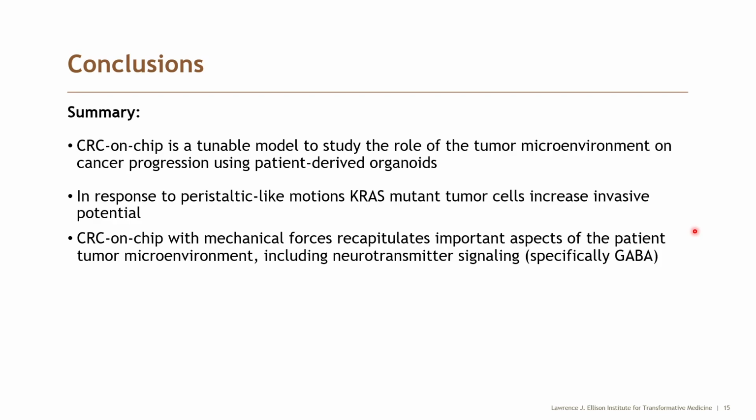To conclude, we have been working really hard to get a patient-derived organoid model system to study the tumor microenvironment, the role of physical forces, particularly in KRAS mutant tumor cells, to study cancer progression, and the concept that this organ on a chip with the patient-derived organoids can really recapitulate important aspects of the patient tumor microenvironment, including neurotransmitter signaling, in this example, GABA.